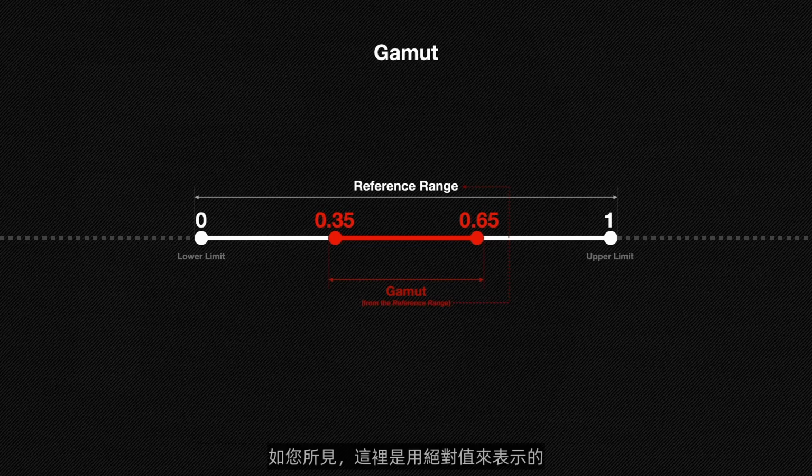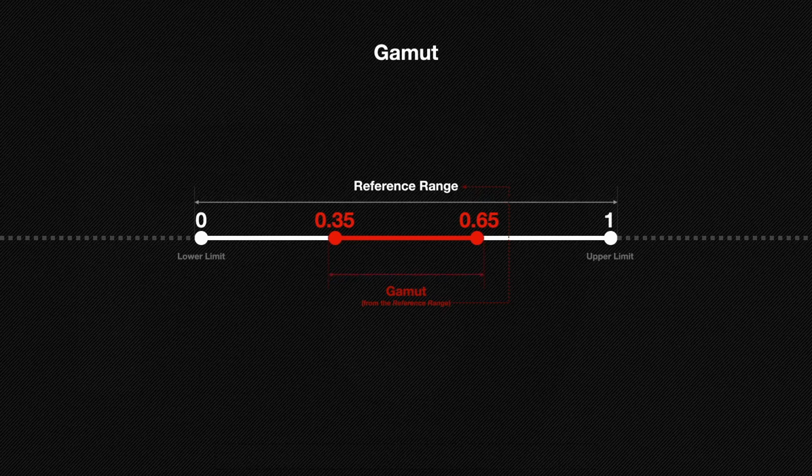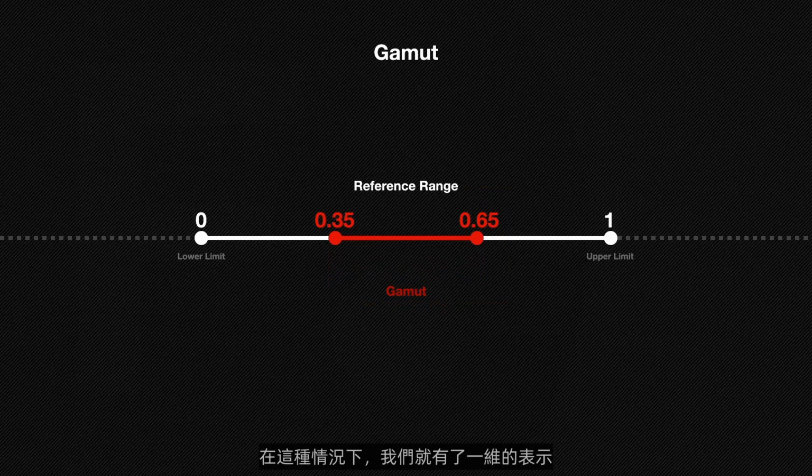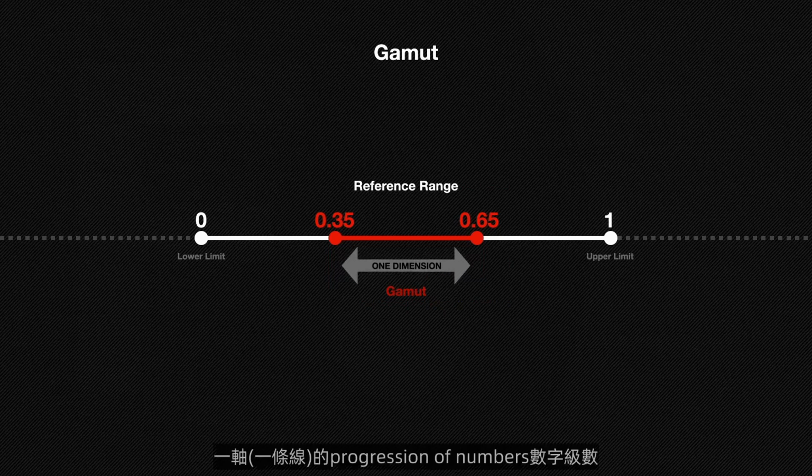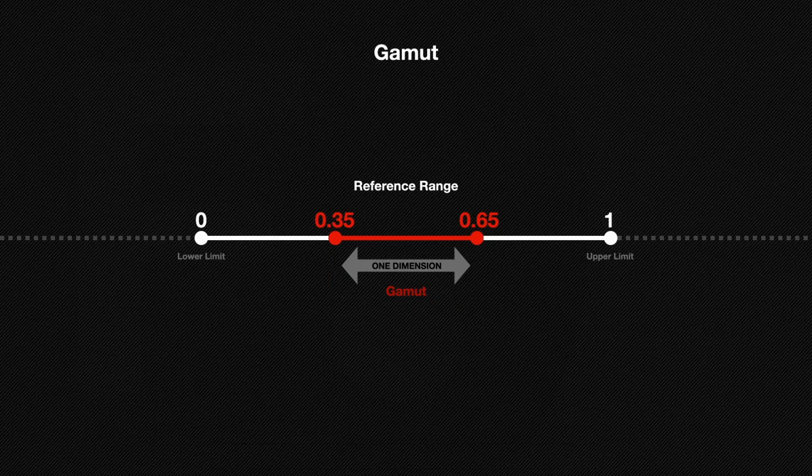As you can see, it is expressed in absolute terms, as we are using a defined numerical scope specified by the scaled reference. And so, all values between 0.35 and 0.65 conform our gamut. In this instance, we have a one-dimensional representation, a progression of numbers in one single axis, one line.